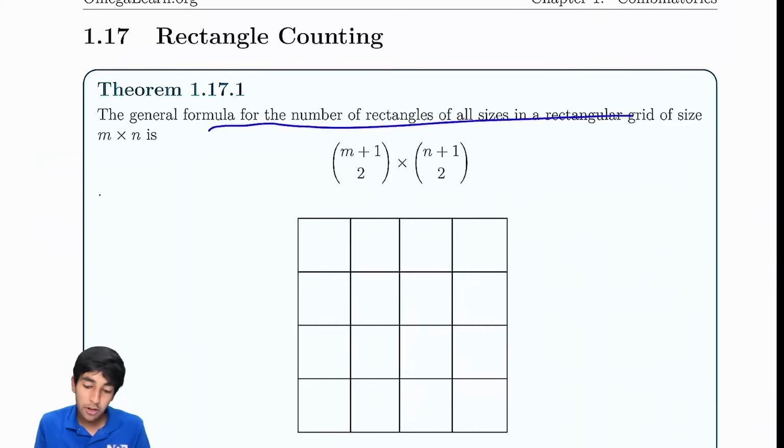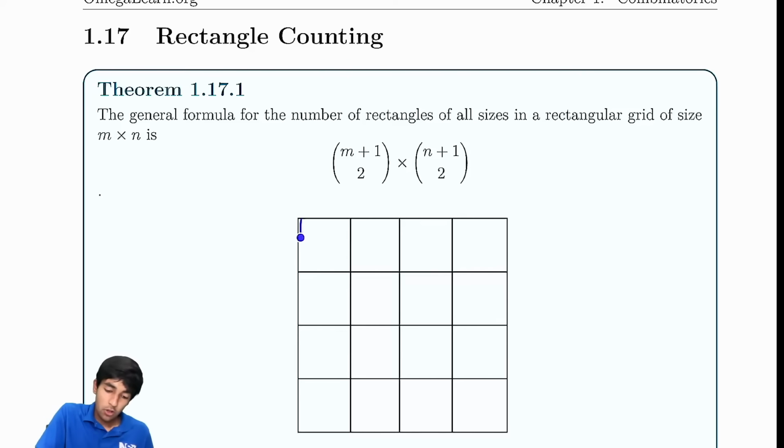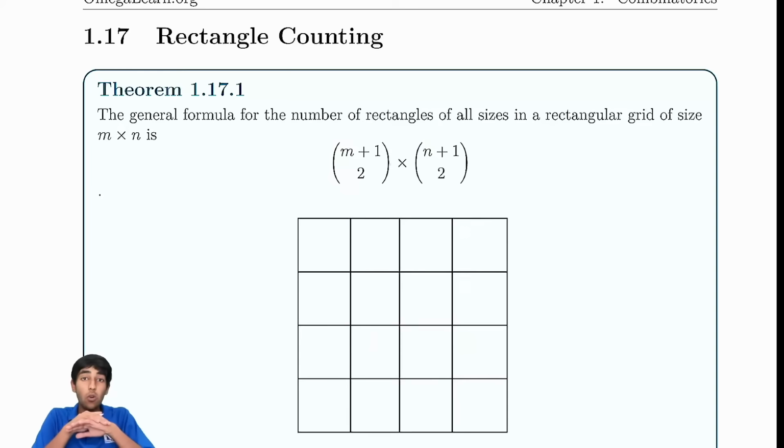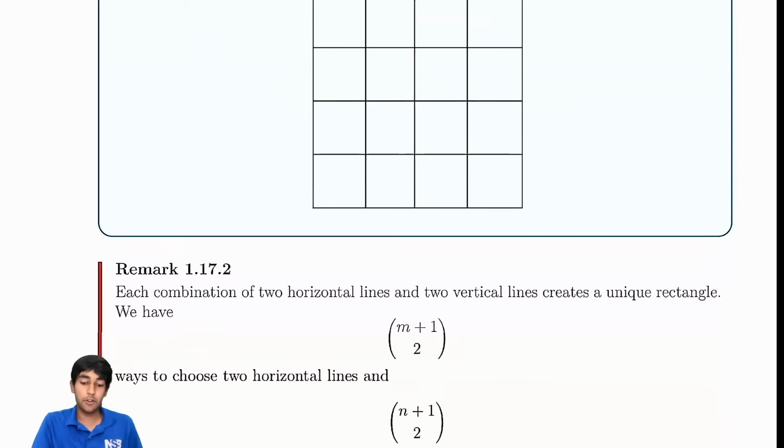The general formula for number of rectangles of all sizes in a grid. Well, this is a really cool trick. You have m by n, so you have m plus 1 of these lines. And now you have n plus 1 of these lines here. So notice to get a rectangle, we just need 2 vertical lines and 2 horizontal lines. So we just do m plus 1 choose 2, and then n plus 1 choose 2. And that gives you the number of rectangles in this entire grid. And this is actually a really clever trick.